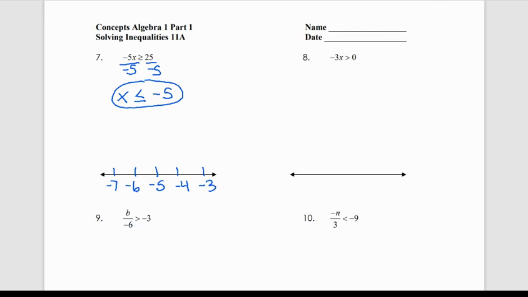Another closed circle. And now it says less than or equal to. So remember, even though the numbers 7 and 6 look bigger, they're negative. So they're even more negative. So they're actually smaller. So we're going to the left. Any questions there? Okay.